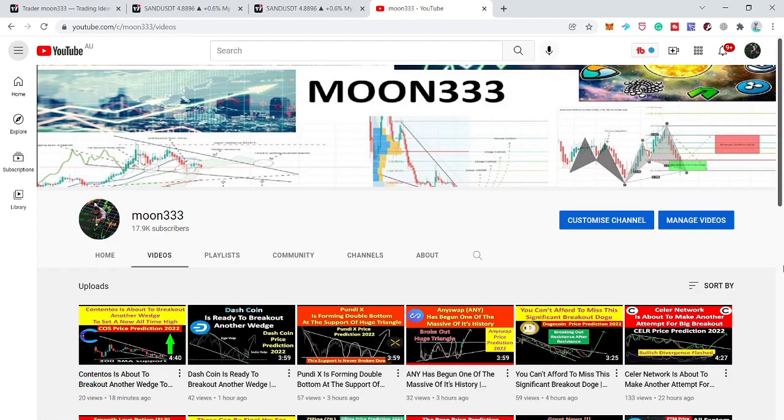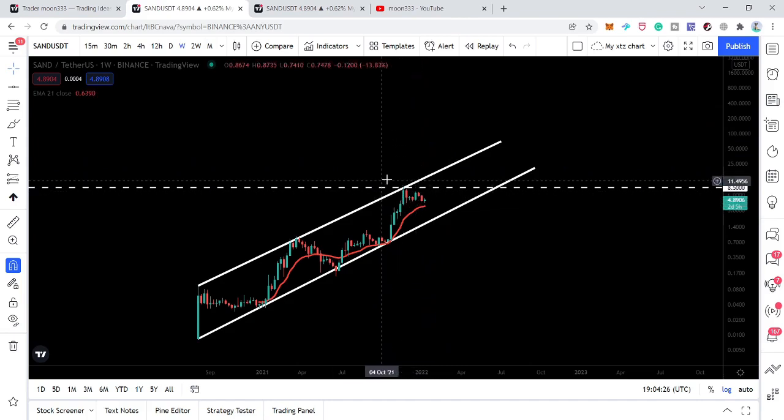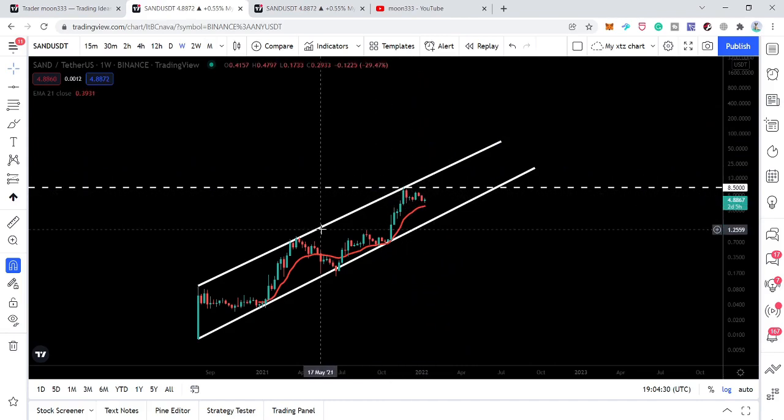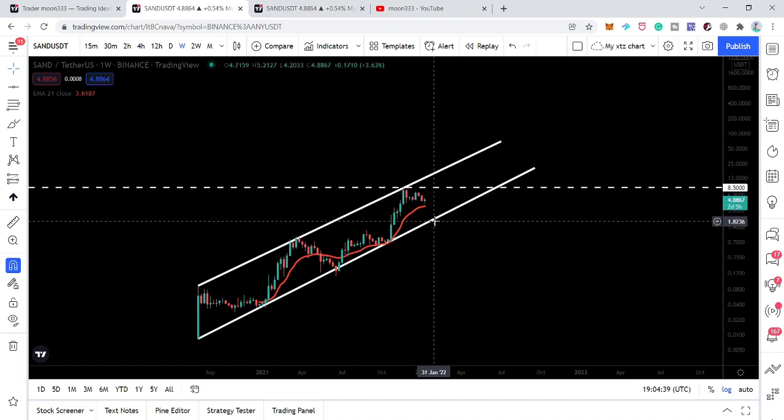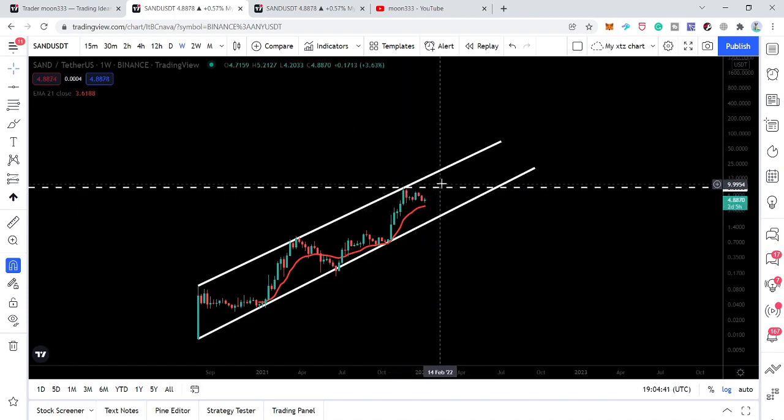Hope you're well and welcome to the new update on Sandbox. The price line of Sandbox is rejected by the $8.5 price level resistance, and at the same time it is also rejected by this resistance of an up channel on the weekly time frame. And in today's video we will analyze, are we going to have another test of the support of this channel, or can we expect a reversal move from here?